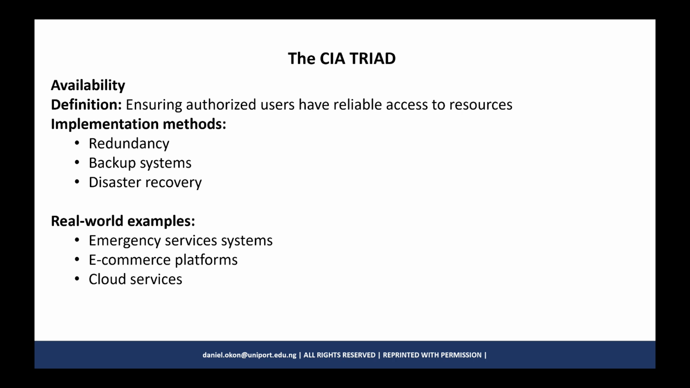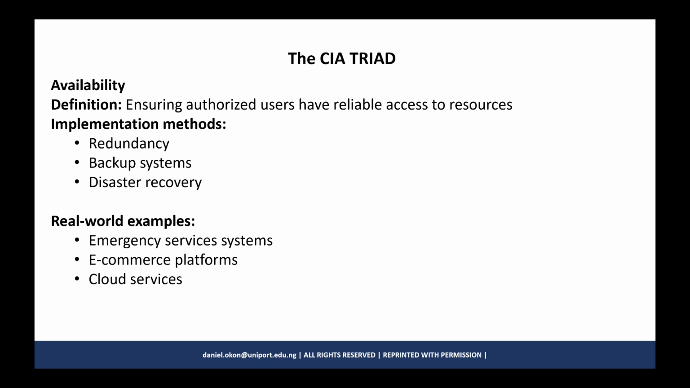How do we ensure availability of data? Redundancy. Redundancy is synonymous with backup systems. Redundancy means if my system is hosting Uniport results, I should have another system that is also hosting Uniport results, so that once my laptop goes down, the other one comes up automatically. Redundancy also means that in this class, if the power to these fans goes down, that is NEPA, a generator must be available as a backup.